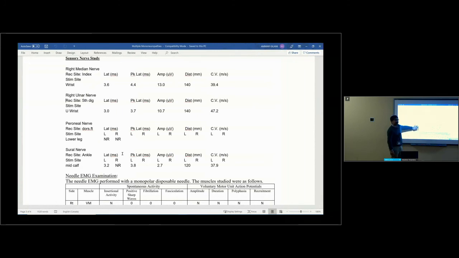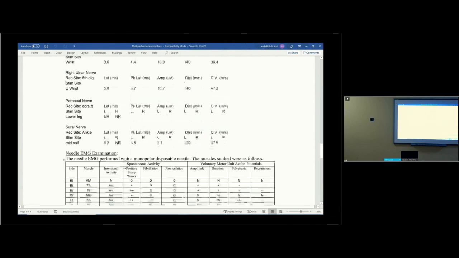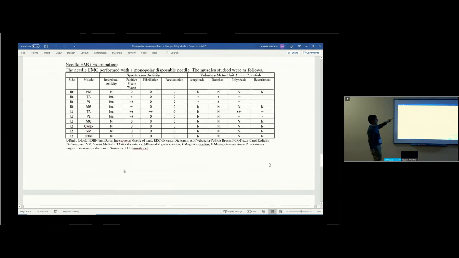So we do know that there is an axonal process at play, which is likely a neuropathy. And then we have a carpal tunnel syndrome on top. But the question was, why could we not get the responses from the peroneal nerve? And I needed that explanation. And so on needle examination, that's what we see.